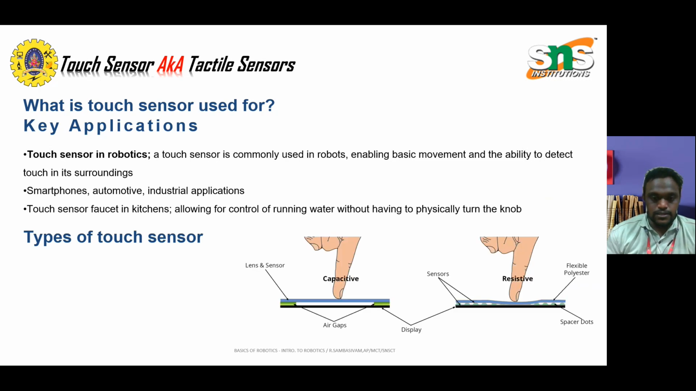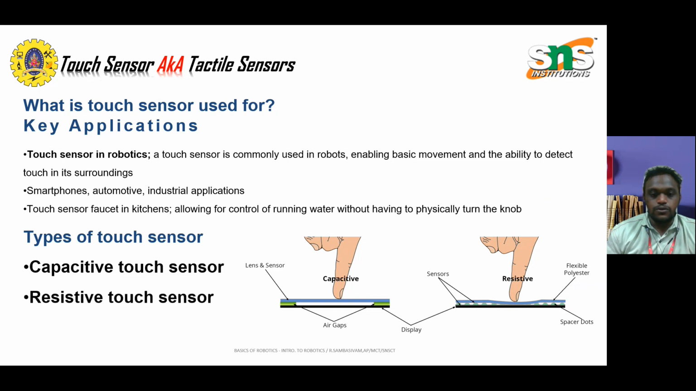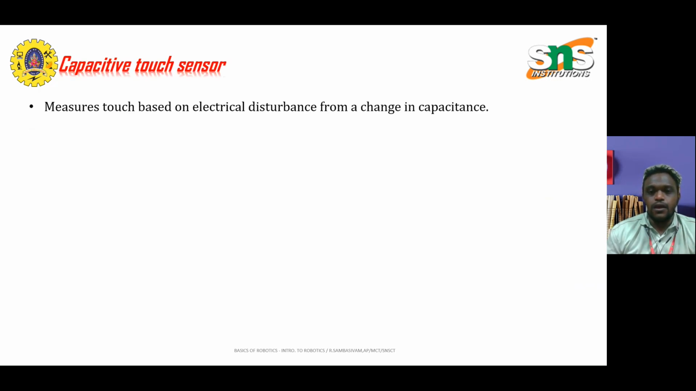There are two types of touch sensors: one is the capacitive touch sensor, and the other is the resistive touch sensor. The capacitive type depends on a change in capacitance. The resistive type works when we disturb the resistance flow. This is the basic difference.